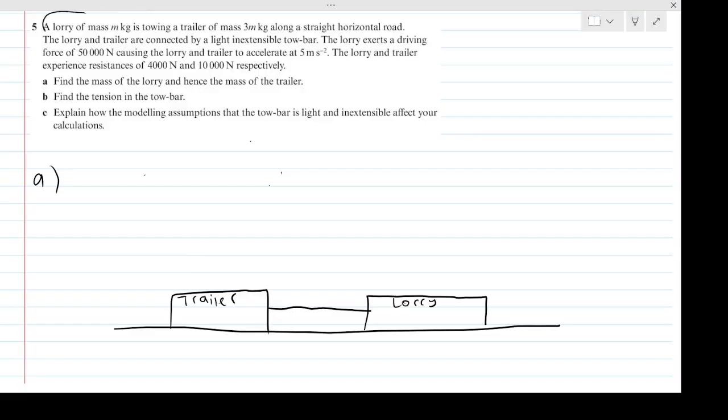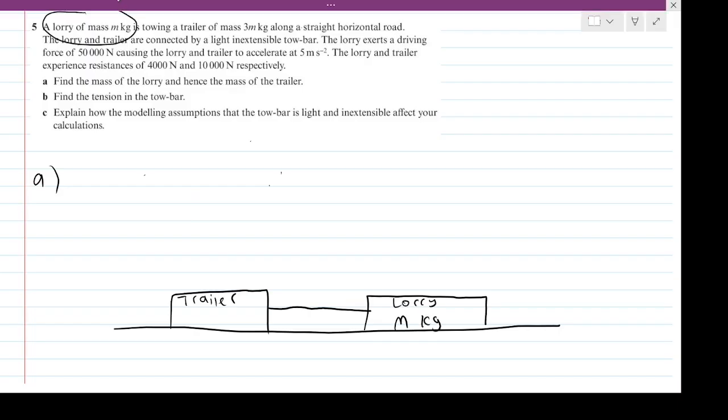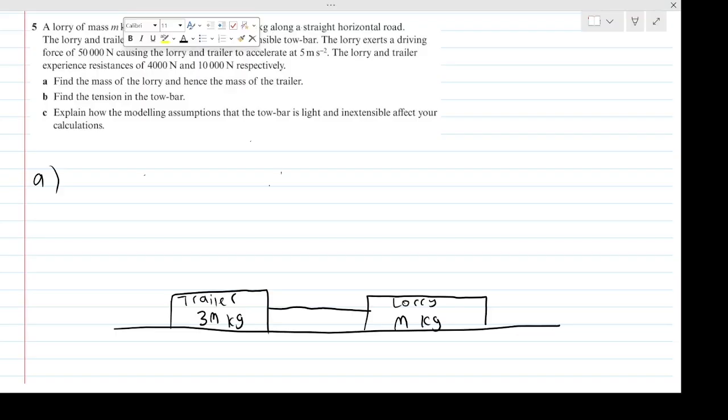So the mass of the lorry is m. I don't know what it is, but it's m kilograms. The mass of the trailer is 3m kilograms. So 3m kg. Okay, so that's the basic scenario. We've got the lorry connected by this towing thing to a trailer.